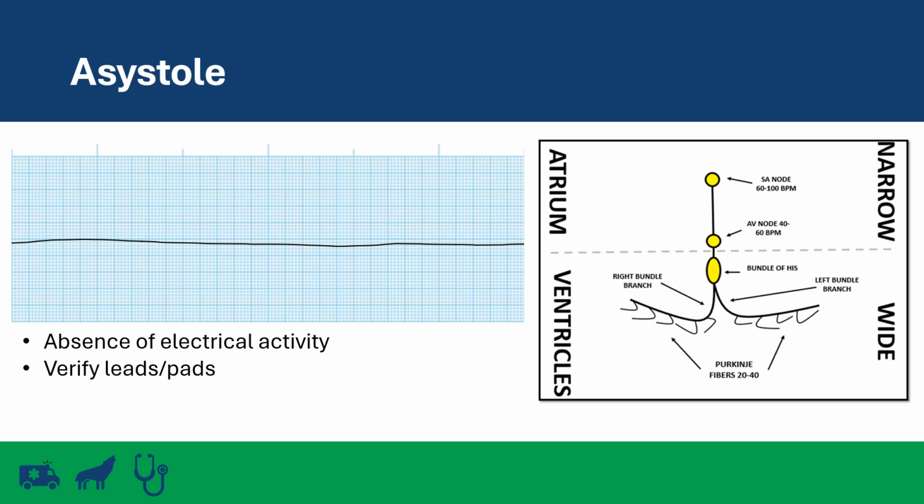This next rhythm is asystole. So asystole is simply the absence of electrical activity. This can be because of a completely terminal heart rhythm, or it may be because your pads aren't connected. So if you see asystole, always double check your pads, but it is the complete absence of electrical activity.